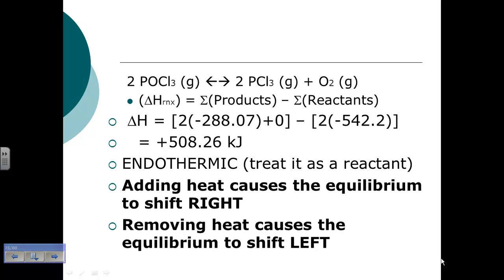As soon as I notice a positive sign, I know to treat it as an endothermic reactant, placing it on the left side of our arrow. So if you add heat, it'll shift to the right to use up the extra heat. If we remove heat, it's going to shift to the left to make more heat. A little delta H calculation, product minus reactant, where once we determine the sign, it just goes back to deciding how that would cause the equilibrium to shift in terms of reactant or product.